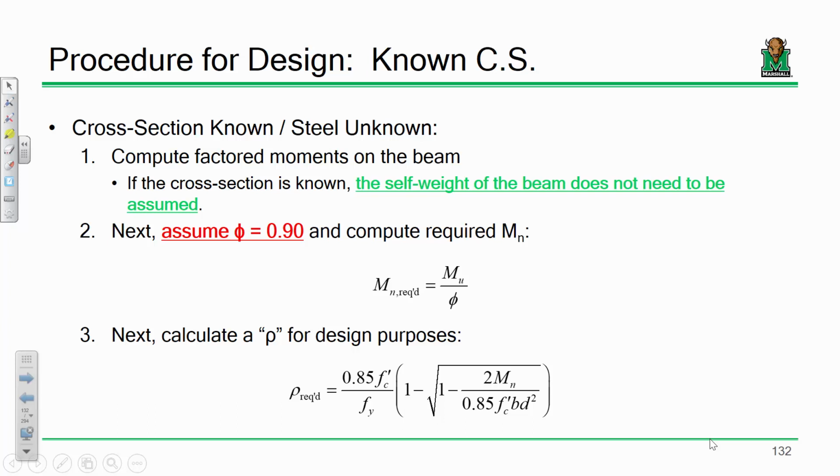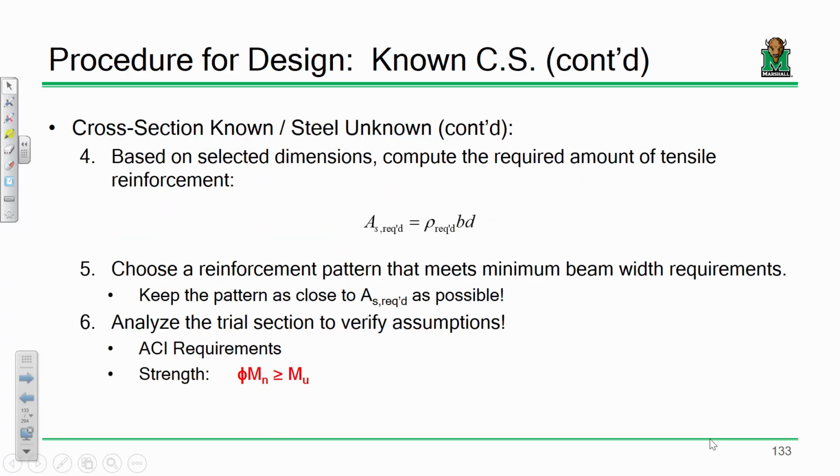Now you do still have to assume that phi is 0.9 because your phi value is a function of the strain in the steel, and you don't quite know what the strain in the steel is if you don't know what the steel is. You haven't picked it yet. So that is technically an assumption that you would need to go back and check later. So we'll take Mn is Mu over 0.9, and then now that we have an Mn, we can just plug it in right there. A little bit of a nasty expression, but it is pretty plug and chug.